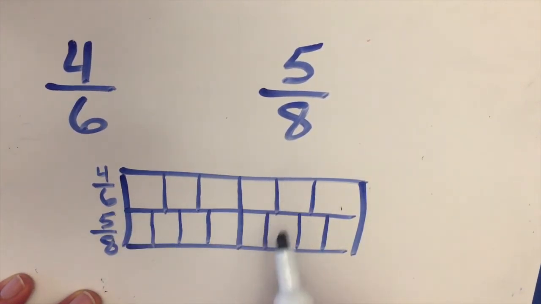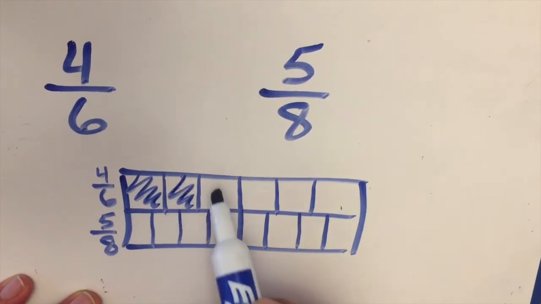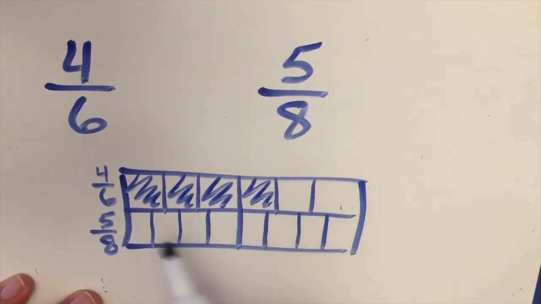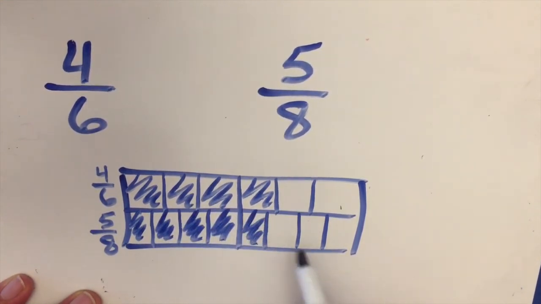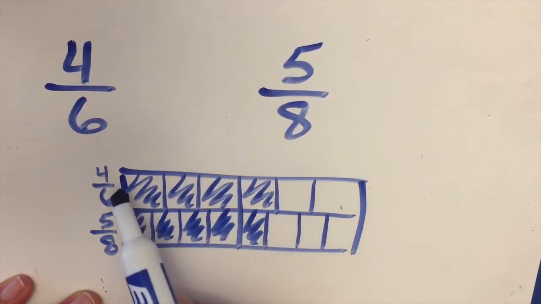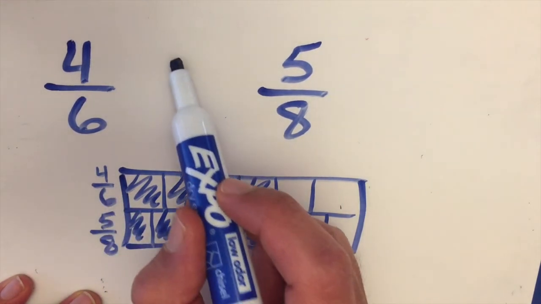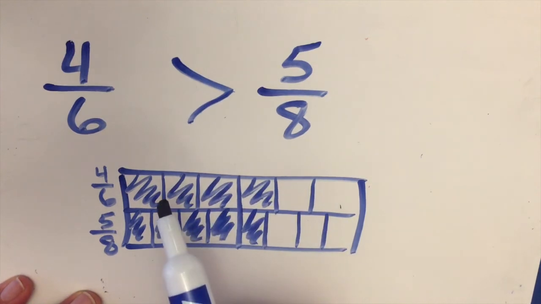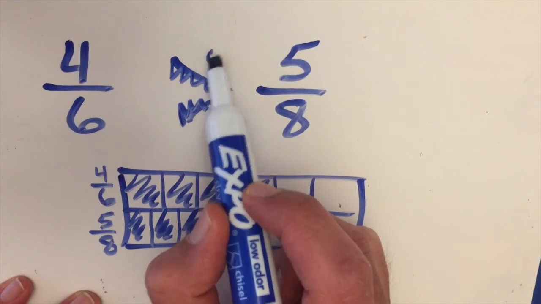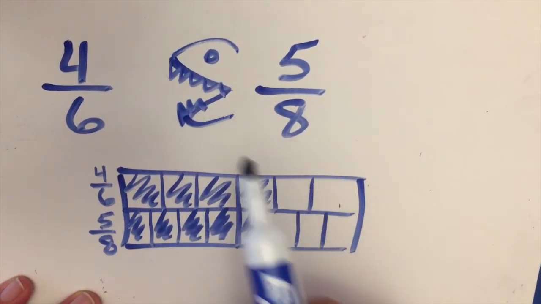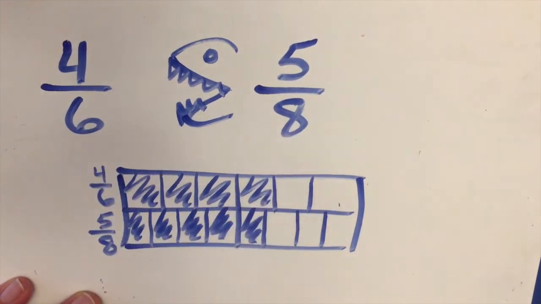Now we're going to shade them in to see which fraction is the larger one. So 1, 2, 3, and 4. 1, 2, 3, 4, 5. Not by much, but 4/6 is a little bit bigger than 5/8. So we would say 4/6 is greater than 5/8. You can draw your teeth in if you want, make a little eye. You can clearly see that 4/6 is slightly larger than 5/8.